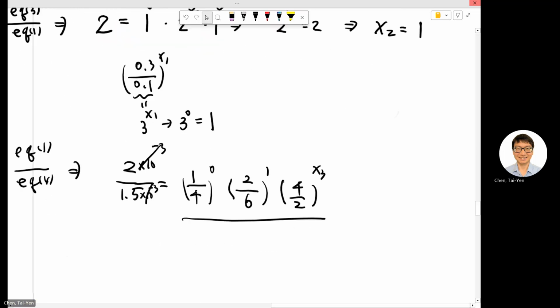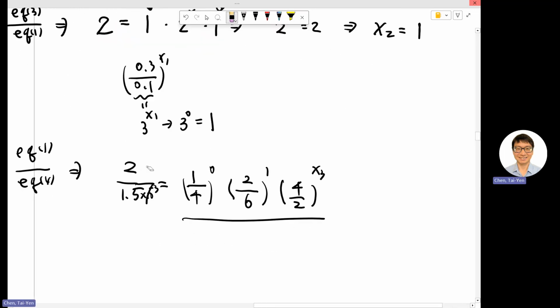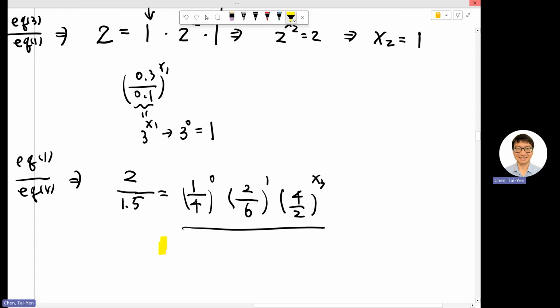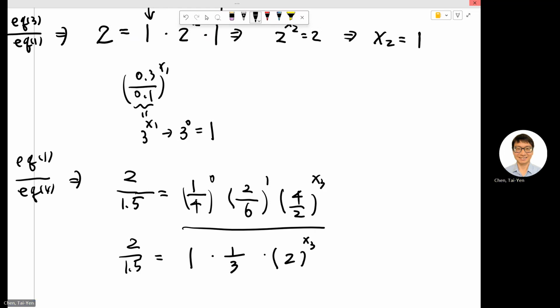Let me make these things a little bit cleaner. Once you have this, you can see that this is 2, this is 1.5. The first term is simply equal to 1, right? The second term is just this, and then multiply by 2 to the x3 power. Okay?